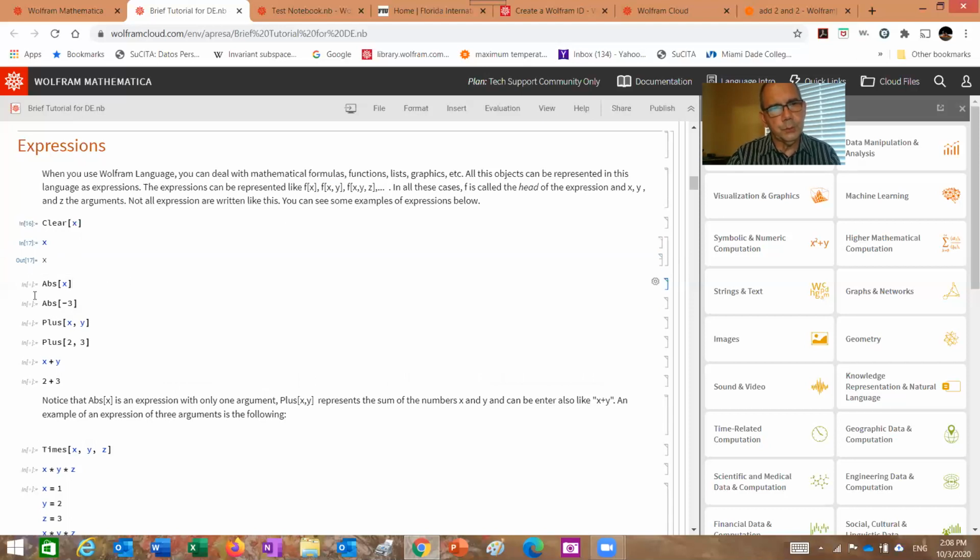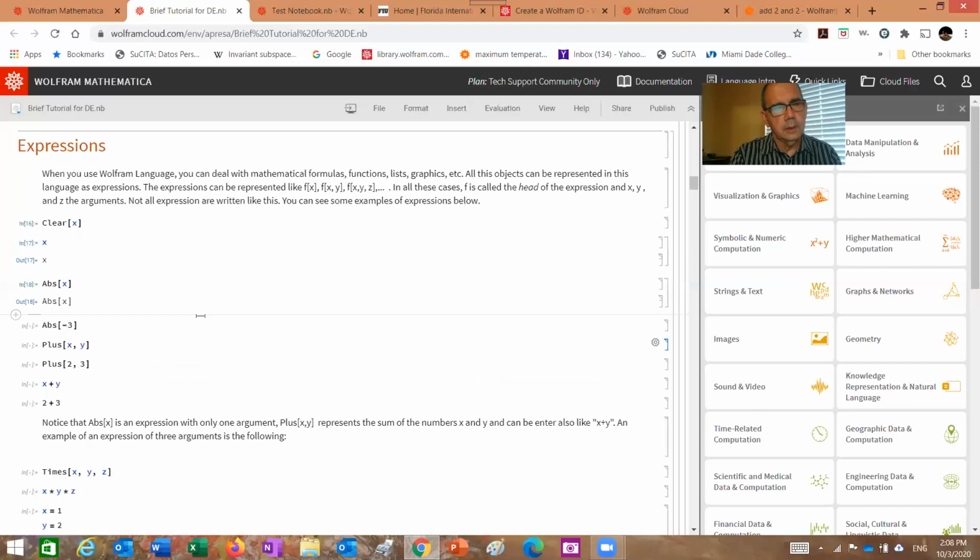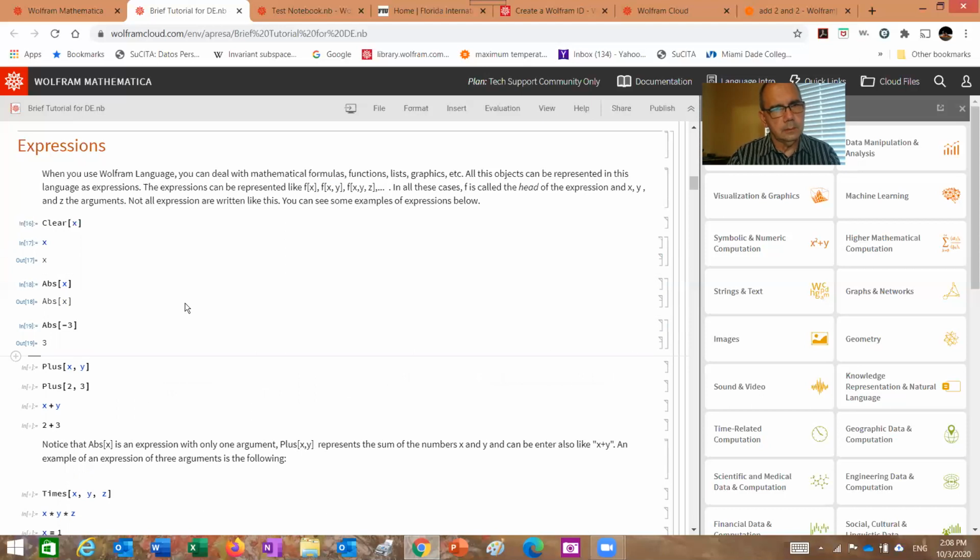Now, let's go to this other expression, Abs of x, which is the absolute value of x. If you press Enter, you get the absolute value of x, because in this case, x doesn't have any value. But if you enter the absolute value of a number, let's say of -3, you get 3.